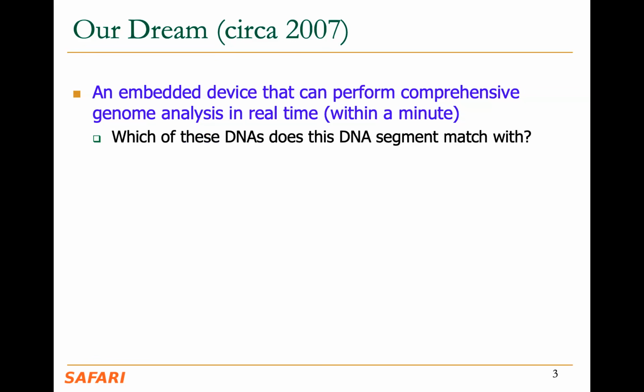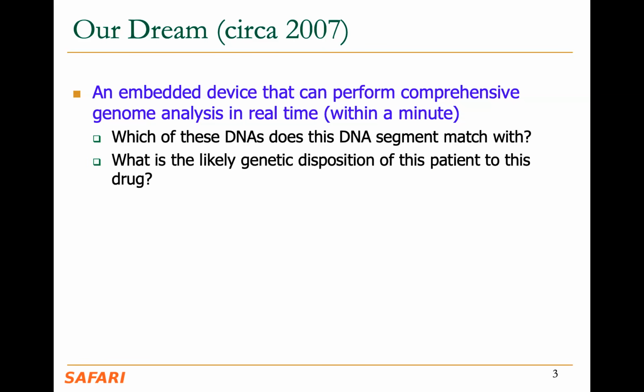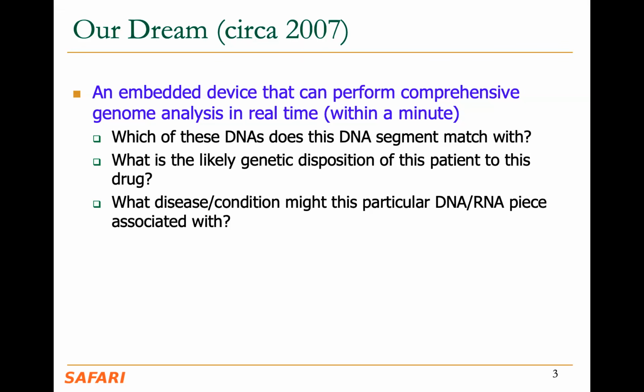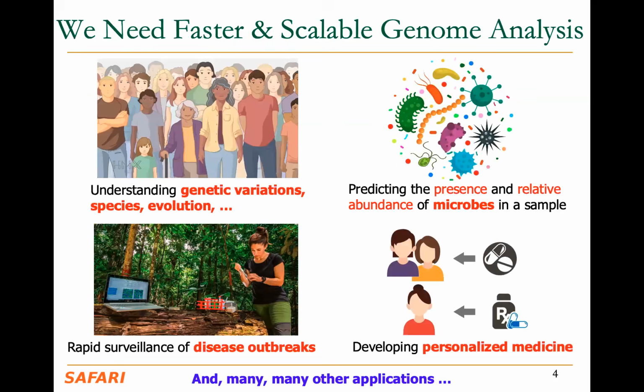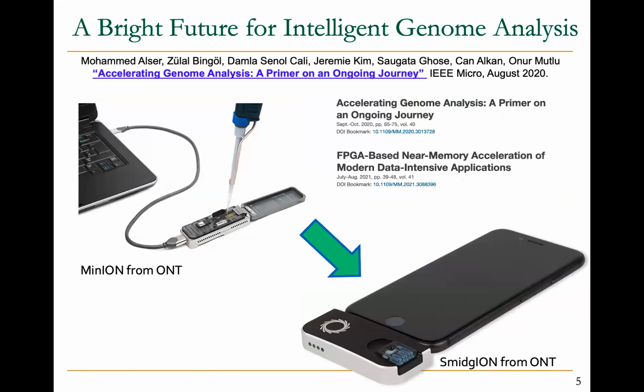And then, of course, there are many questions you can answer over here. As you can see, what is the likely genetic disposition of a patient to a particular drug? What disease or condition might this particular DNA or RNA piece be associated with? And then, of course, can you analyze the variations in different viruses, etc.? So there are many, many things over here that I'm not going to talk about. The applications are huge, as you can see. And clearly, there's a bright future for this.